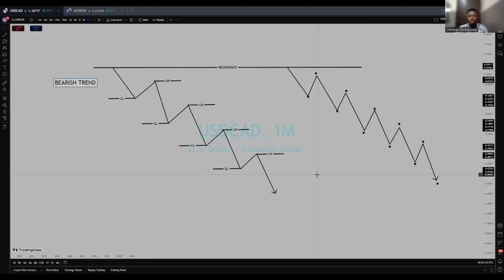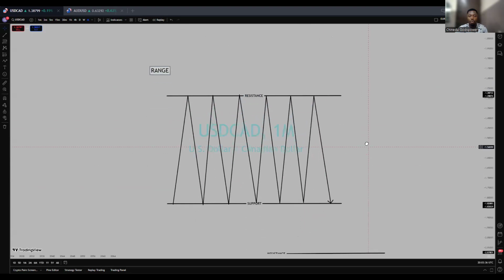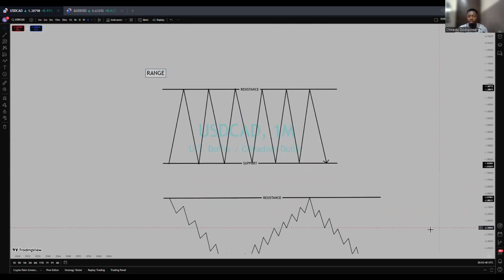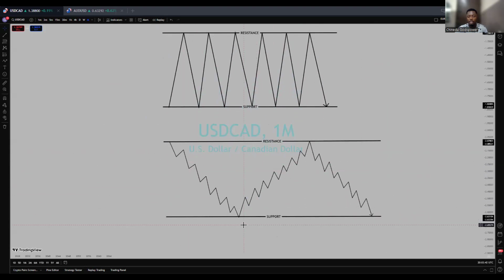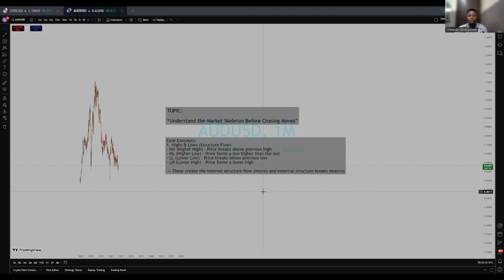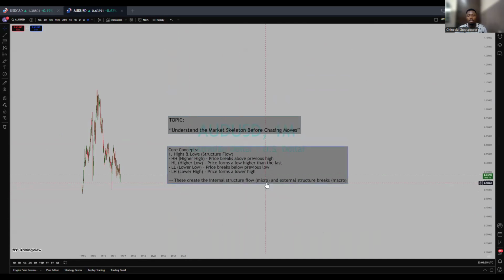Same thing for the bearish trend and consolidating markets. We already talked about how it is ranging and bouncing between support and resistance, and you can still trade it because inside of it, the internal structure, we have both bearish and bullish movements, just like we talked about right here on our topic. This creates an internal structure of low, micro, and the external structure breaks macro.